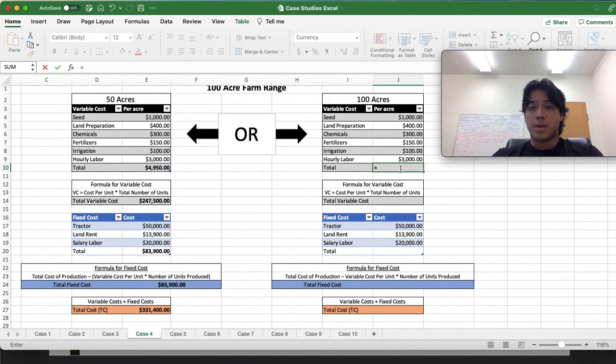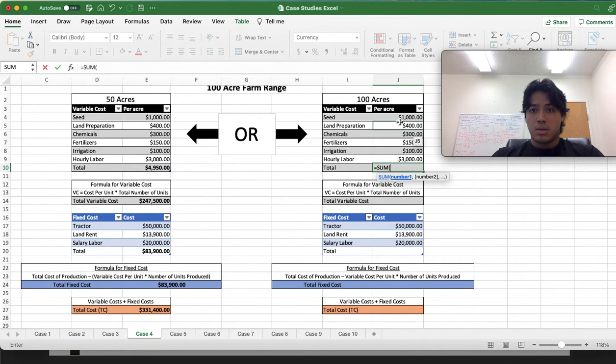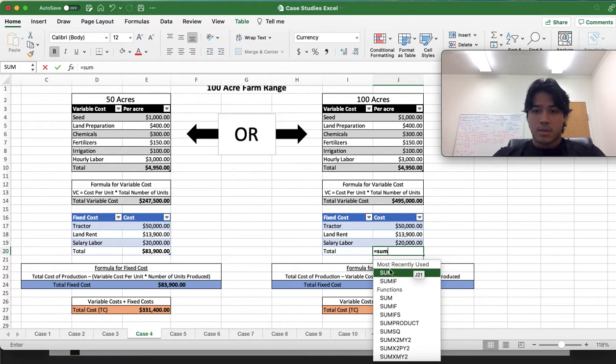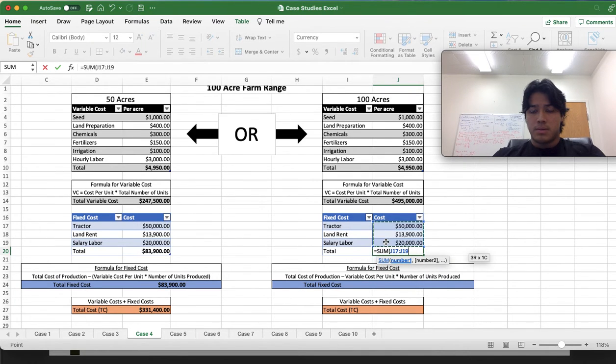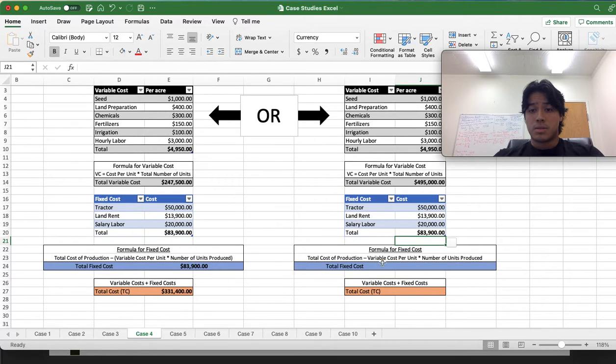Moving to the 100-acre scale, same thing, sum. Of course, you would be like, okay, that's the same cost compared to the 50 acres. In this case, it's different because we need to multiply this times 100 acres. That's going to be the variable cost of 100 acres, which is the double. Here, sum, as you can see, is pretty much the same, and we can confirm this by using this formula.